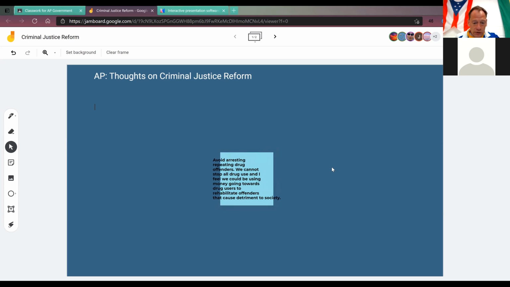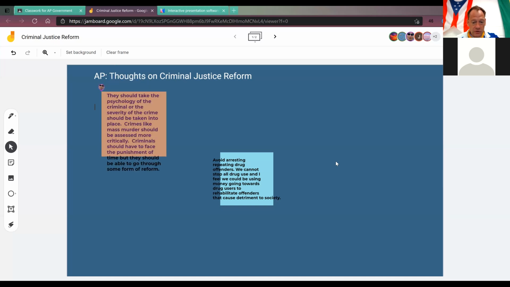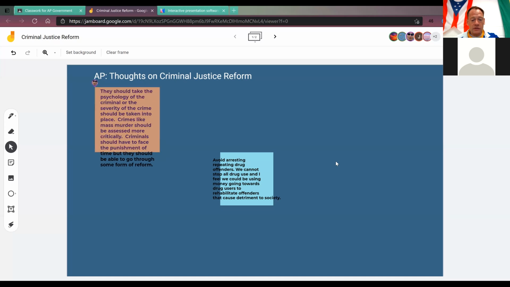All right. Who put avoid arresting repeating drug offenders? We cannot stop all drug use, and I feel we should be using money going towards rehabilitating offenders that cause a detriment to society. Okay. So if you're focusing on the drug problem, there's a couple of things in there. We cannot stop all drug use. Does that mean that we should legalize drug use and decriminalize it?